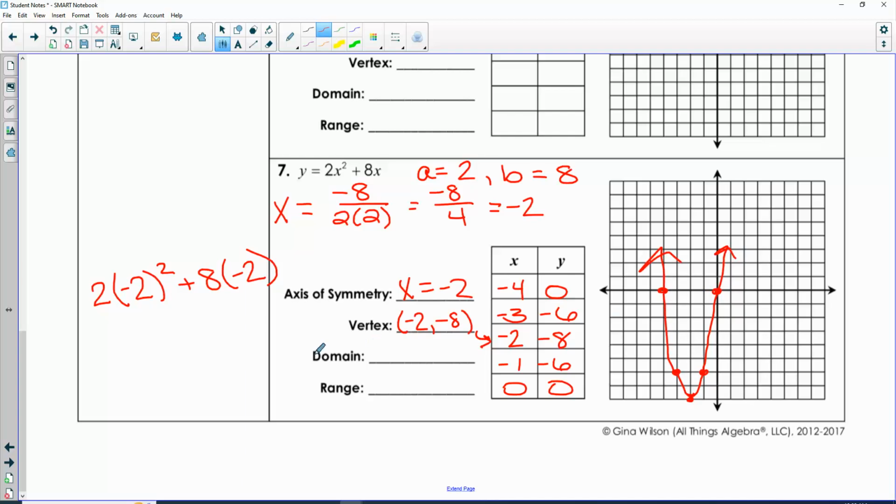What's your domain? All real numbers every single time. This time, is it greater than or less than? Greater than or equal to our y value of the vertex, which is -8.